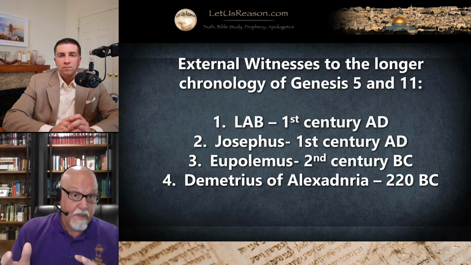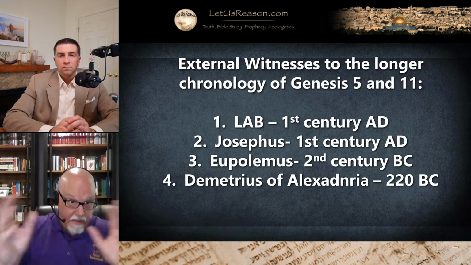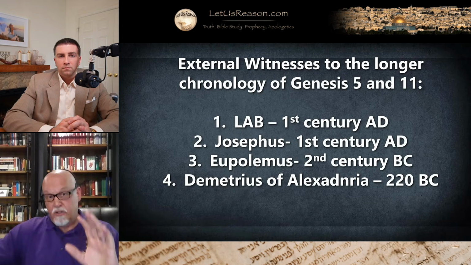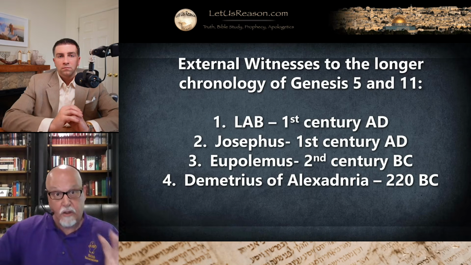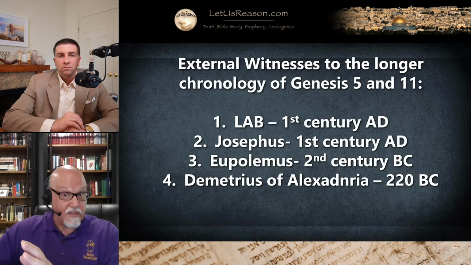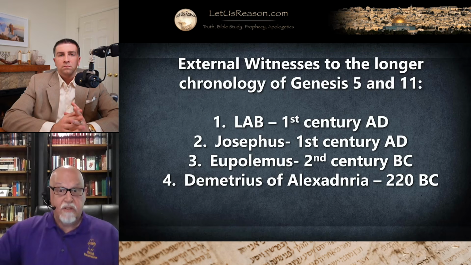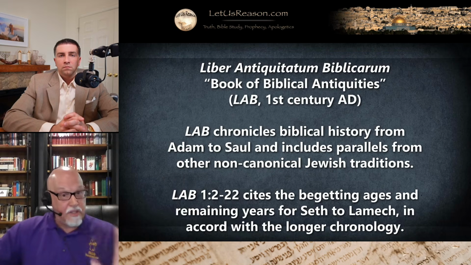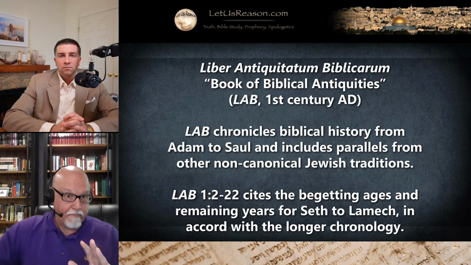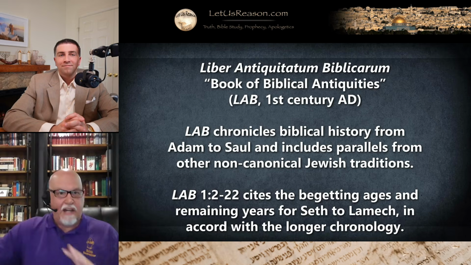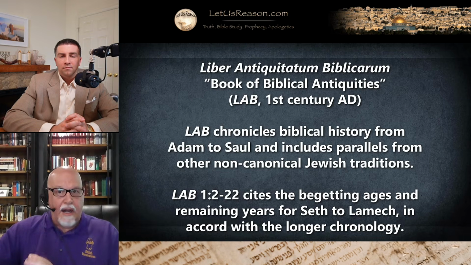Well, we have 4 of them, and they're all very significant. So let me tell you guys a little bit about them, because these are a key component. And as I mentioned earlier, this is like a forensic investigation. You look at the manuscripts, but then you have these other witnesses to the text that can help us sort through this. Here's one of the most interesting and not well-known witnesses. This book, I call it LAB. It's called Liber Antiquitatum Biblicarum. LAB is much easier to say. It recapitulates the history of the Bible from Adam to Saul, and it has parallels from non-canonical Jewish traditions.